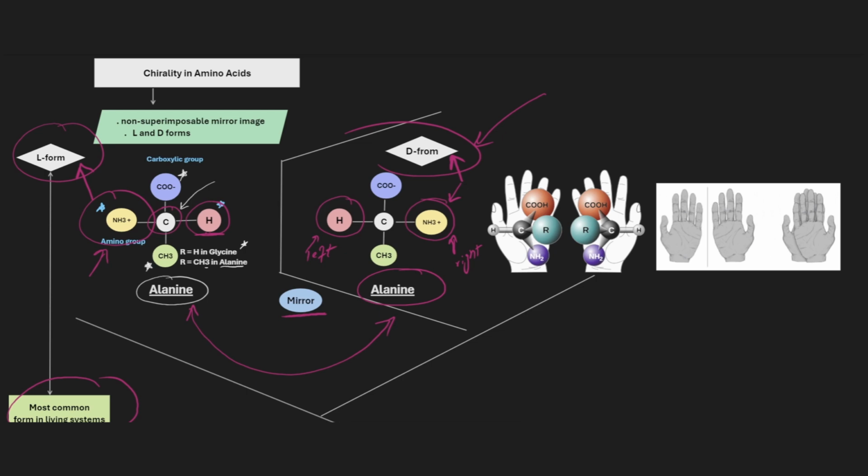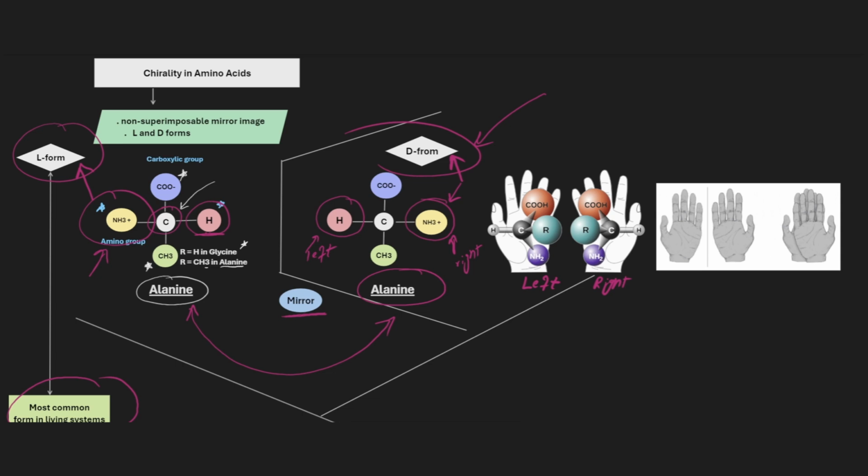Now, to call them L and D forms, one condition is fulfilled, that is the position of the amino group. You now understand the position of the amino group. But another condition should be fulfilled to call them true L and D forms. What is that condition? Just look at this hand example. This is your left hand, and this is a mirror image of your left hand. That is, you can say this is your right hand. So these 2 hands are mirror images of each other.